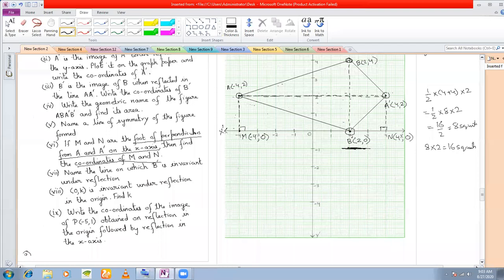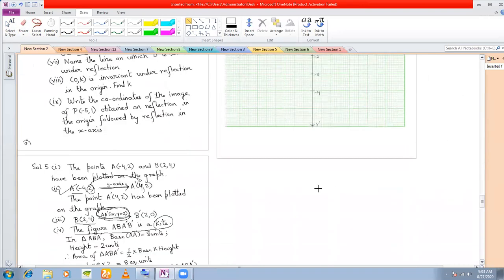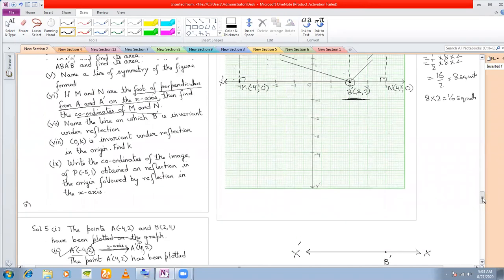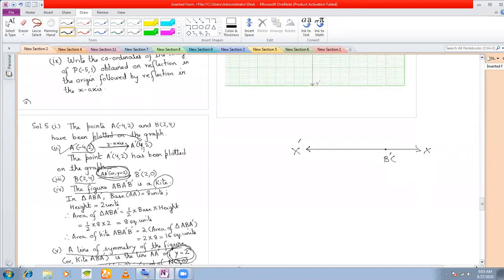See, B dash is a point on the x-axis, right? Now, if I reflect B dash on the x-axis, suppose this is your x-axis, and say B dash is a point here, whose coordinates are 2, 0. Okay. So under which line is it invariant?